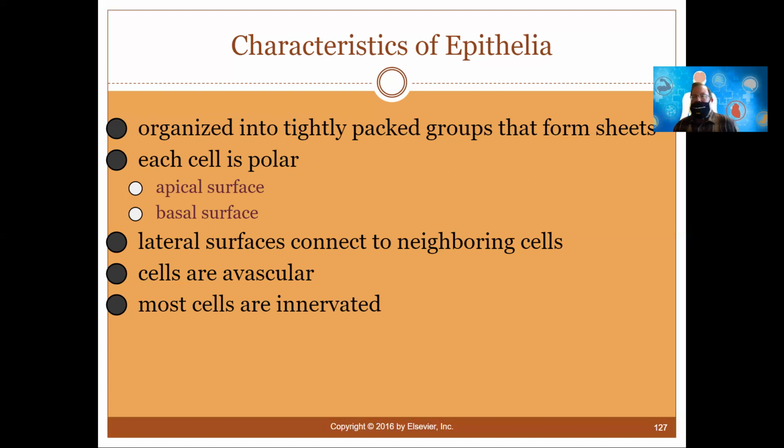Cells are avascular. So A, remember, means not or without. Vascular has to do with having blood vessels. So avascular means without blood vessels, without a blood supply.